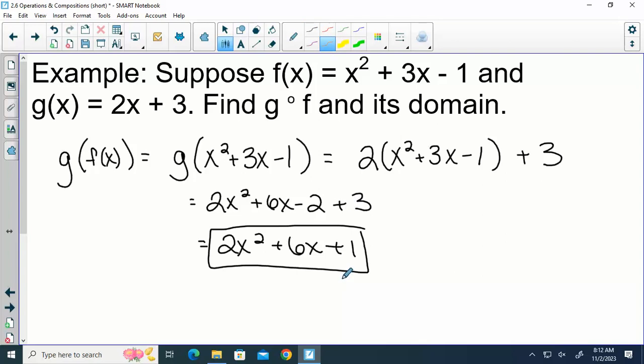Alright, so if I want the domain, we have to look at the final answer. No fractions, no radicals. So what's the domain here? And then we look at the inside function. So this inside function, no fractions, no radicals. So what's your domain? So since both of those were polynomials to begin with, when we compose them, the domain is still everything.